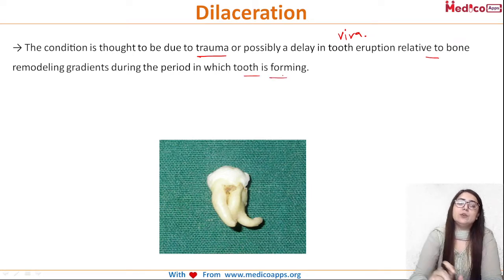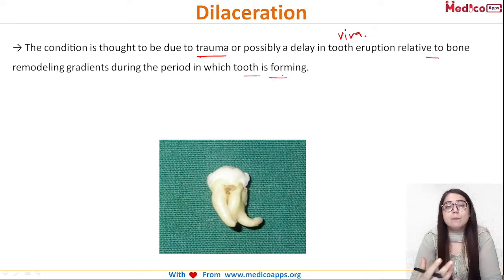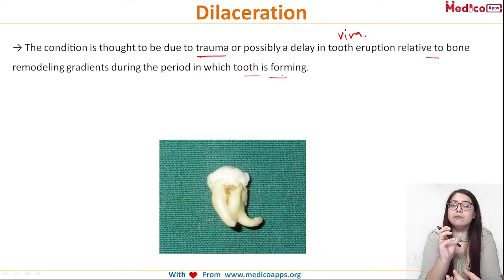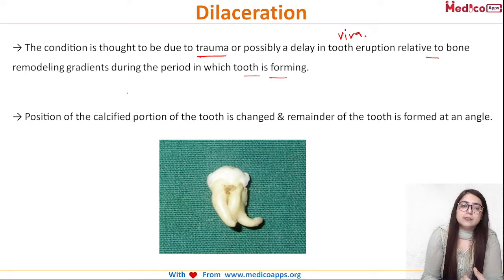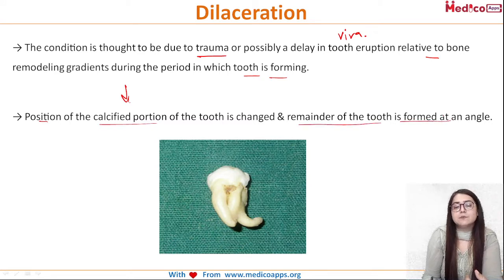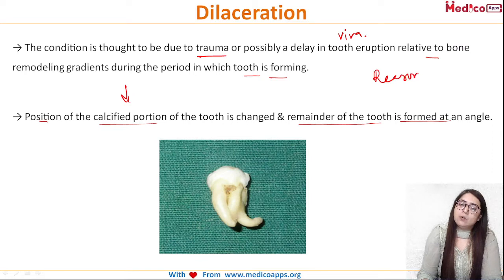So whenever any tooth is forming, whenever your permanent dentition is forming, if you meet with any trauma, what will happen? The tooth will get affected and the remainder of the tooth will develop at that angle only. So it results in the position of the calcified portion of the tooth being changed and the remainder of the tooth is formed at an angle. So this is the reason why there is a bend in this root.